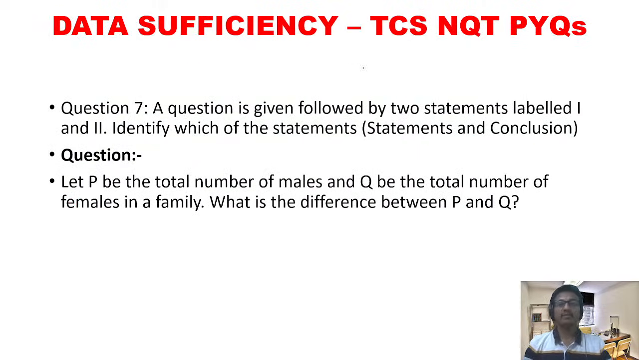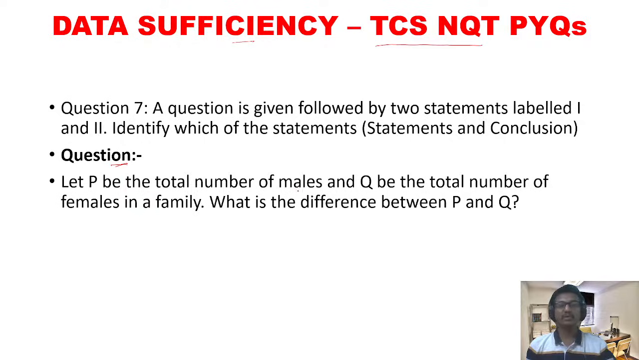Now we will try to work out TCS NQT previous year questions in data sufficiency. One question is given like this. The question in your TCS NQT exam will be like this. A question is given followed by two statements labeled 1 and 2. Identify which of the statements is true, the statements and the conclusion.